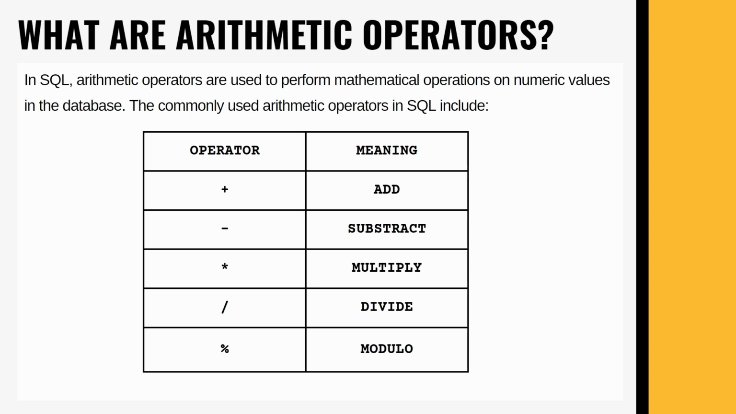within SQL queries. The main arithmetic operators in SQL include addition, adding two numeric values together; subtraction, subtracting one numeric value from another; multiplication, multiplies two numeric values together; division, divides one numeric value by another; modulus, returns the remainder of a division operation.